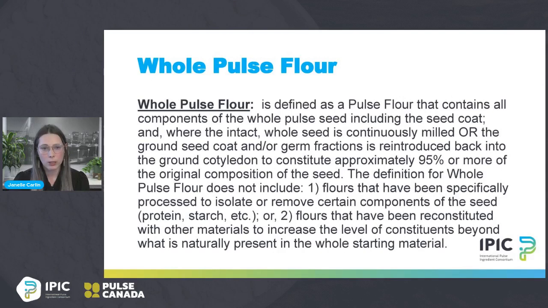So looking at whole pulse flour, this is defined as the pulse flour that contains all of the components of the whole seed. So here we have the seed coat and cotyledon, and that can be either ground down whole, or you're milling a dehulled seed and introducing that ground seed coat back into that ground cotyledon flour at a rate that really reflects the composition of the original starting material, constituting approximately 95% or more of that original starting material. So here we specify that whole pulse flour does not include anything that has specifically been processed to isolate or remove any components of the seed, or flours that have been reconstituted beyond naturally occurring levels that would be reflective of that original starting material.